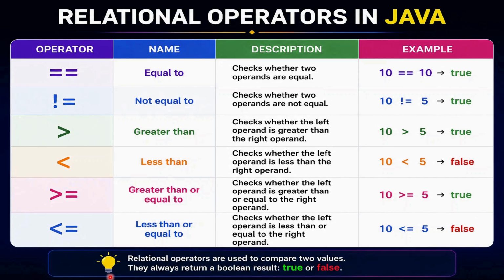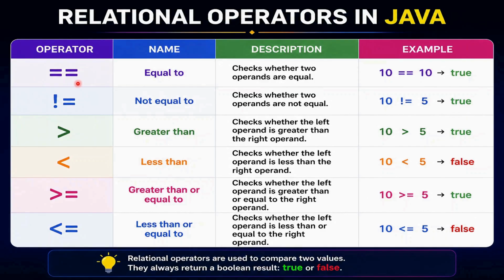So friends, what are relational operators in Java? Relational operators are used to compare two values. They always return a boolean result, that is, a true or false value. Because it returns a true or false value, we were getting the output as true and false. Now let's see the different types of relational operators in Java.